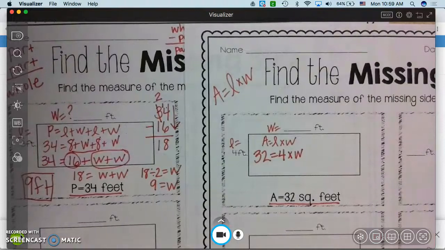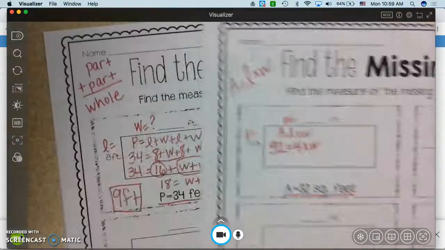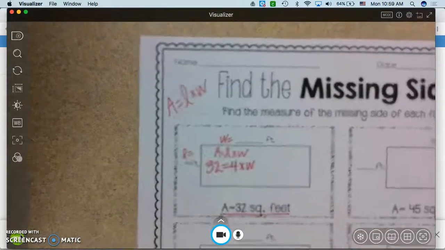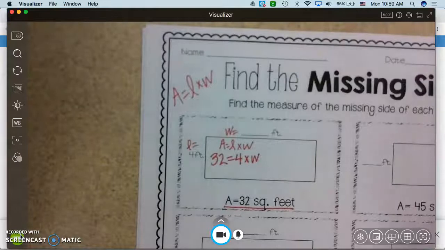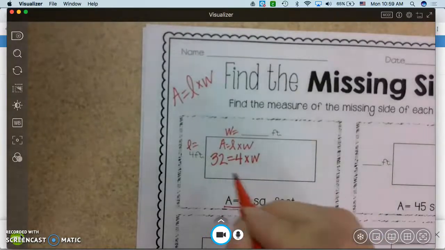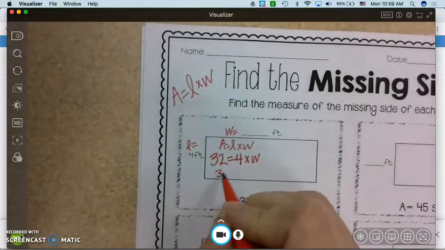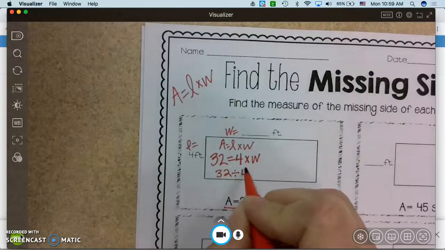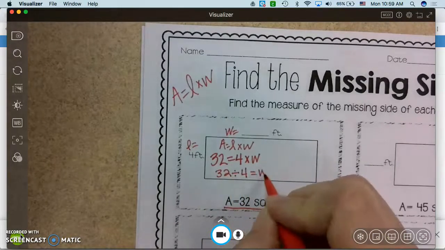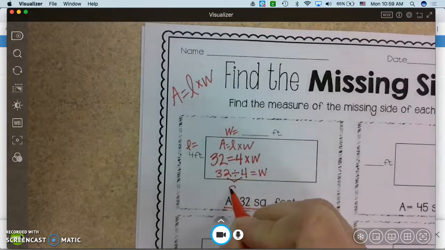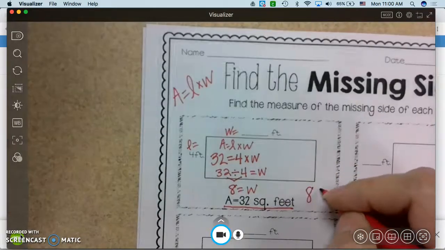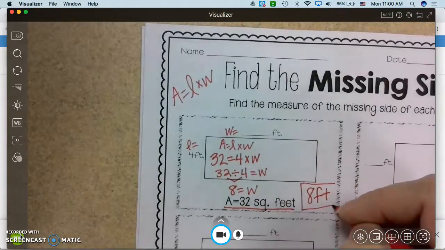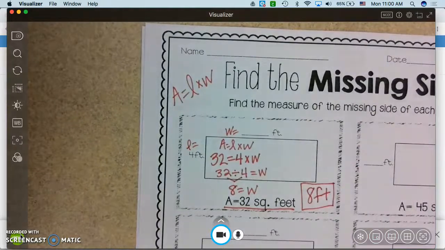Well, you guys that know your multiplication facts probably already know the answer. What's our width? 8. What did you do to get that? You can think 4 times what makes 32, or you can say 32, very good, 32 divided by 4 is equal to our width. And what is 32 divided by 4? 8. So my width is equal to 8, and it would be 8 what? Feet. Only area is squared. Nope, just feet. Only area is squared.